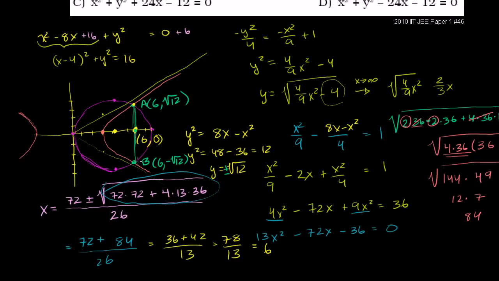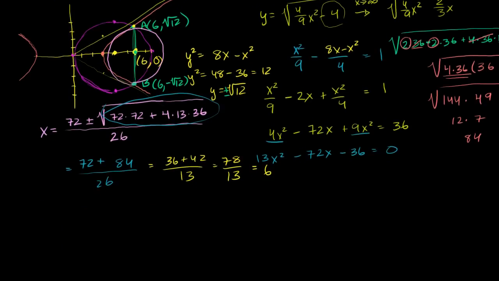So what's the equation of this new circle going to be? Well, we know its center. Its center is at 6, 0. Let me write it down here. So it's going to be x minus 6 squared plus y minus 0 squared is equal to the radius squared.